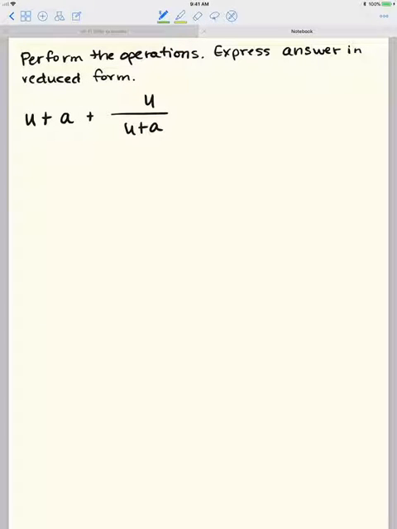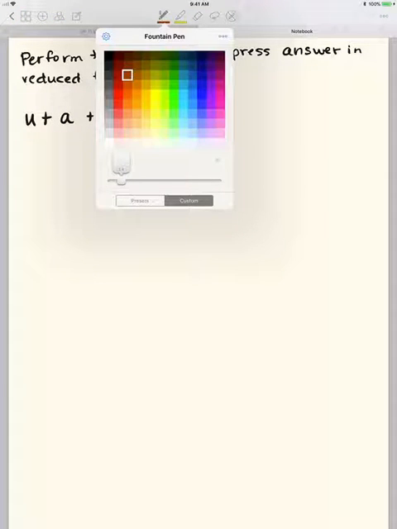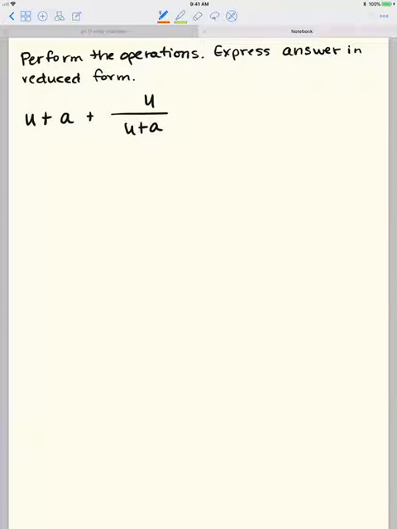Right, here's an example of expressing an answer in reduced form. There's three different terms being added with unlike denominators. So first, notice that the first two terms have no denominator other than 1, like u over 1, a over 1. But the third term has a denominator of u plus a.